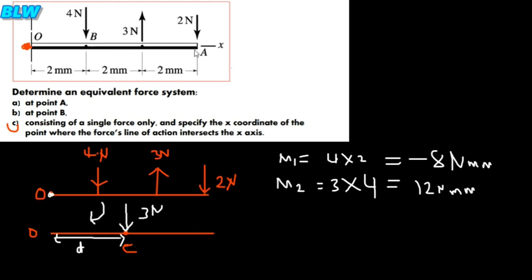So the distance of this force here from point O is 6. So my third moment will be equal to 2 times 6, and that will give me 12. Looking at where this force is, it will cause a clockwise rotation, so it is a negative moment. So that was minus 12 Newton millimeter. So that's the moment I have here.